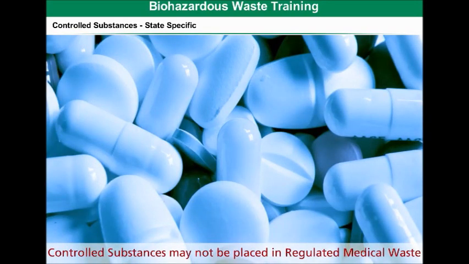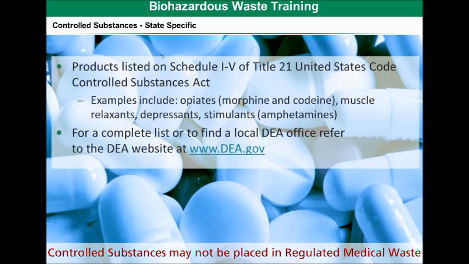There are still other waste streams present in some healthcare facilities. Controlled substances, for example, must be exactly that, controlled at all times. This type of waste has to be handled and disposed of separately. Controlled substances are products listed on Schedules 1 through 5 of Title 21 United States Code Controlled Substances Act. Examples include opiates, morphine and codeine, muscle relaxants, depressants, and stimulants, amphetamines.